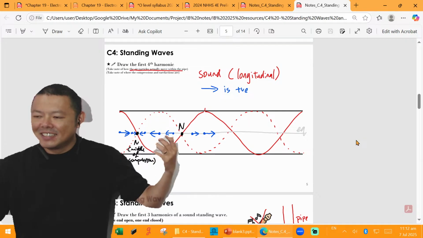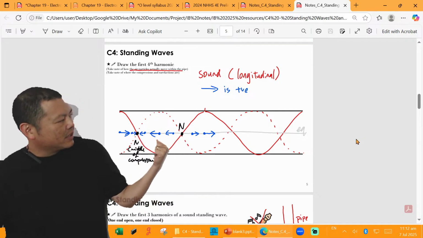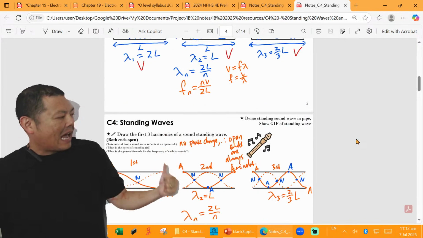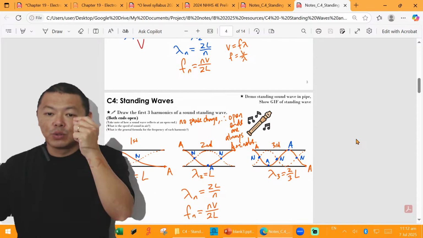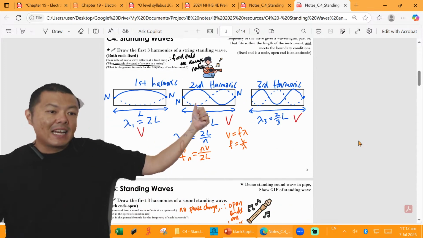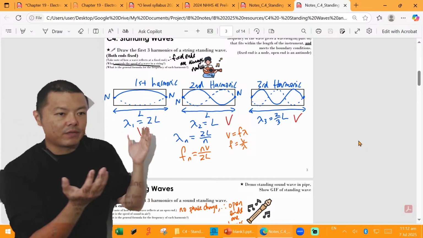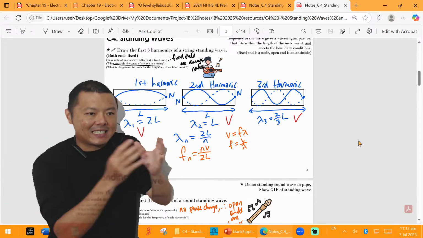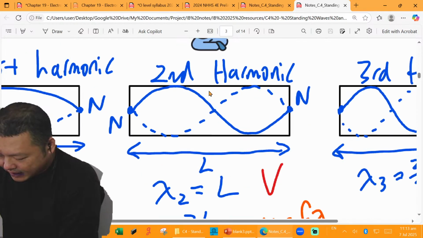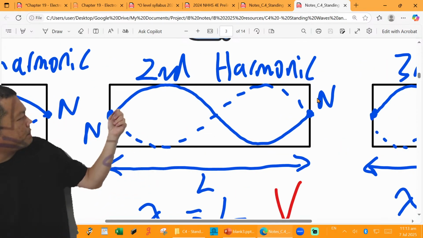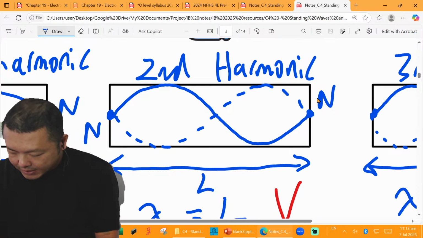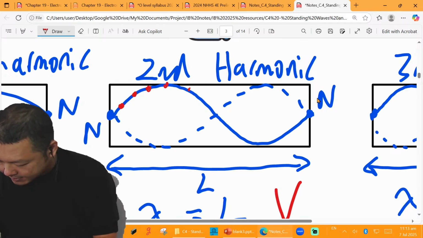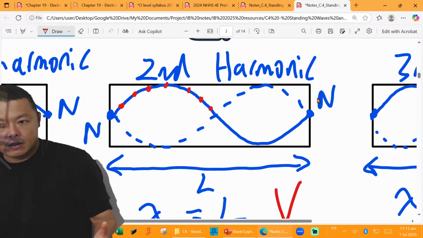So one of the most important differences between the string standing wave and the sound standing wave is how the particles move. For a string standing wave, the particles are on the graph itself. You draw the graph shape here, and that's where the particles are at. If I were to color the particles, they would be here, here, here, here, along the shape.